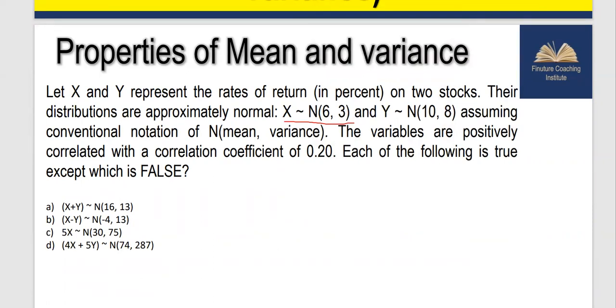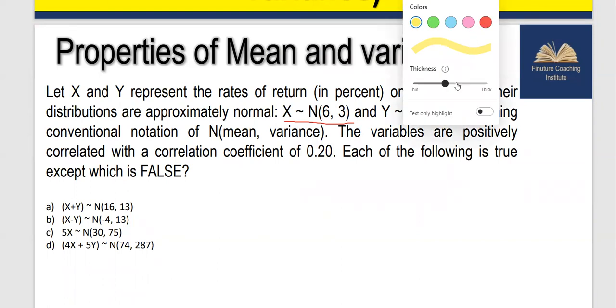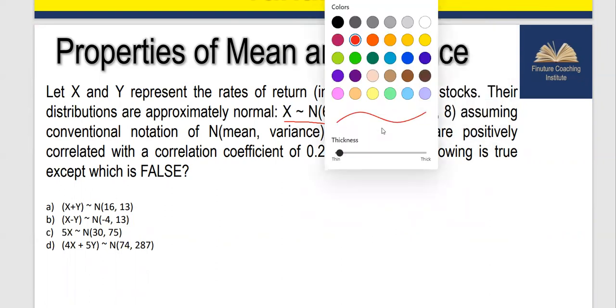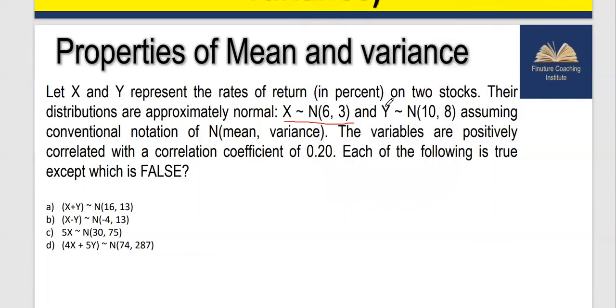Yeah, and the other stock's returns are also normally distributed, with mean 10 and variance 8. The second parameter could also be standard deviation, but over here we have been specifically given that this notation represents the mean and variance of the variable.